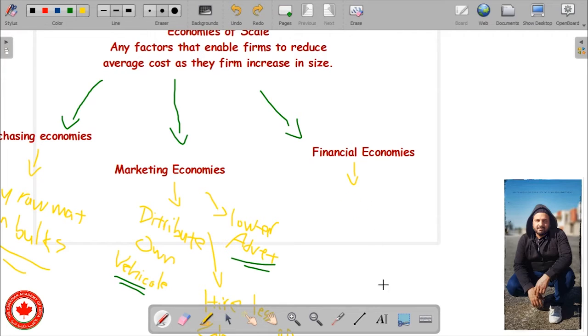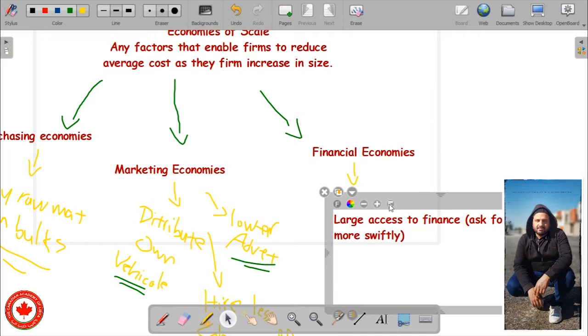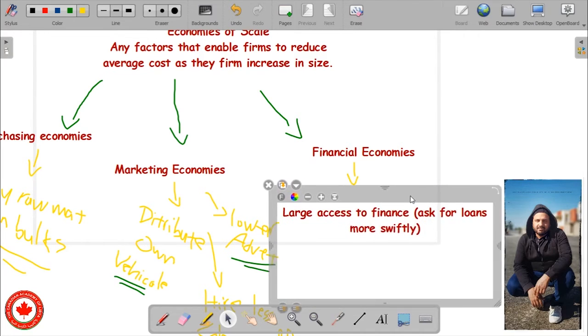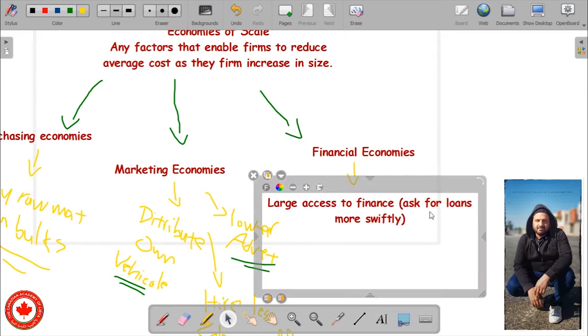I'm gonna do it. They will have large access to finance. It means that they can ask for loans from banks more swiftly. What's the meaning of that? Most of the banks prefer to lend money to large firms because it's less risky.